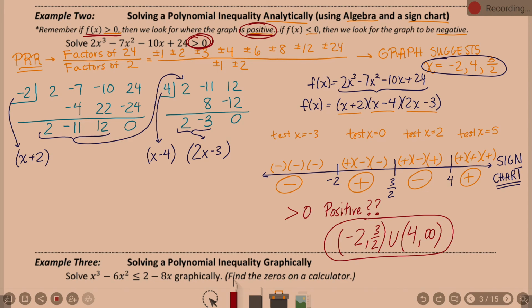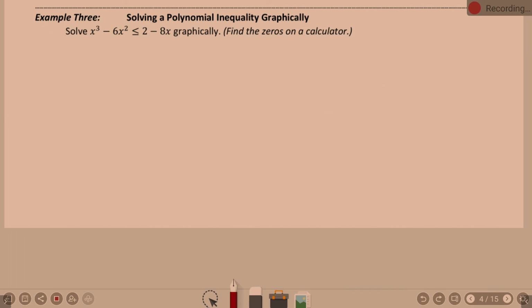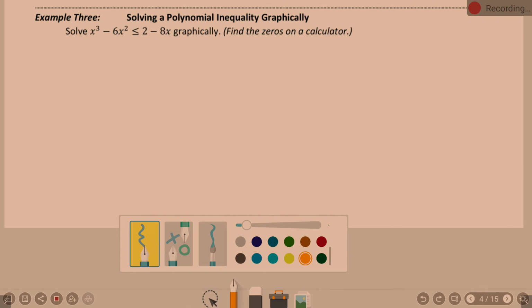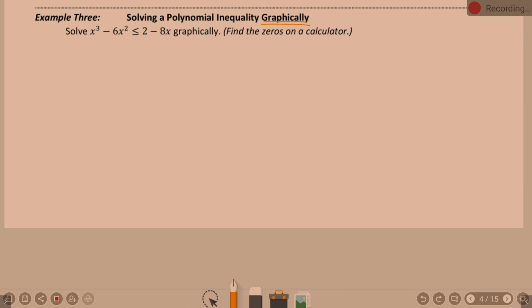As you look at example 3, solve x cubed minus 6x squared less than or equal to 2 minus 8x. Notice it says graphically. There's a reason for that, and basically it comes down to it's not going to factor out. It's not going to have nice neat factors or nice neat zeros. We're going to be working with decimals here. And so that's why we're going to use the calculator.